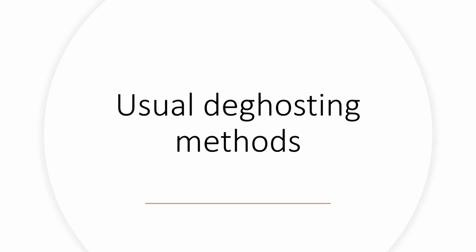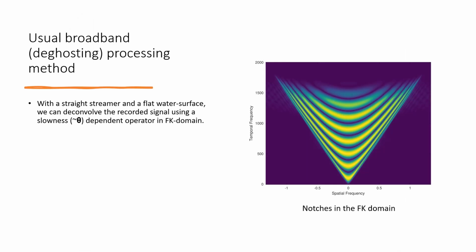So let's first talk about the usual deghosting methods. With a straight streamer and a flat water surface, we can simply deconvolve the recorded signal using a slowness-dependent operator in the FK domain. For a vertically incident wave, we'd have notches that come in at this sort of period. For a more horizontally incident wave, we'd end up with notches in this sort of spacing.